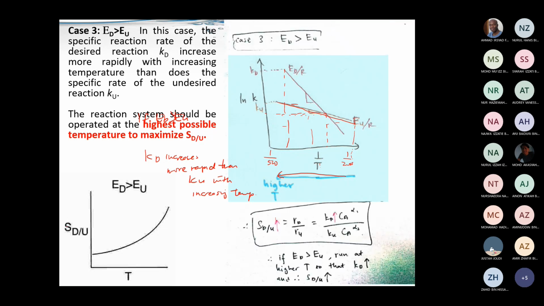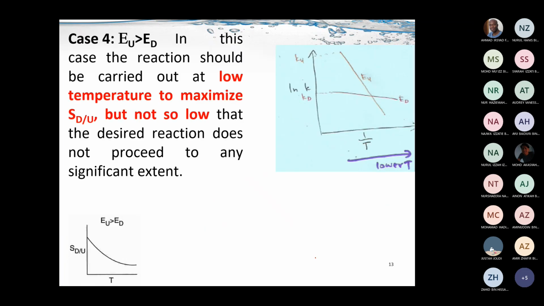And then, this one. So SDU is equal to RD over RU, which is KD CA. So if ED is more than EU, run at a higher temperature so that KD increases, as well as the SDU increases. Okay, so for EU larger than ED, it means the KU here is located above KD here. Alright, so here the reaction should be carried out at low temperature to maximize, but not so low that the desired reaction does not proceed to any significant extent. So there is a minimum low temperature that should be met.